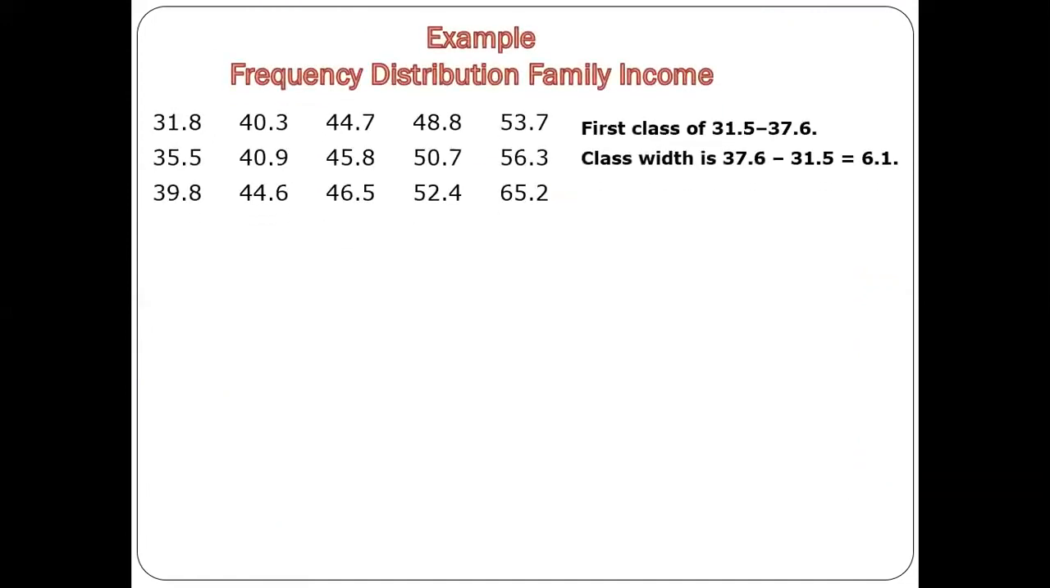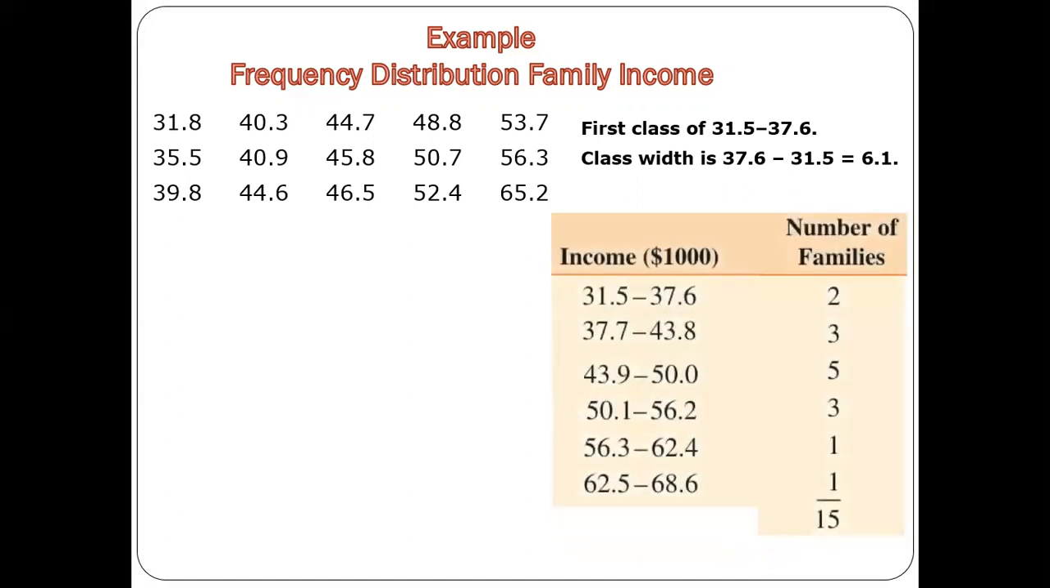We'll take this example. If you are given the first class as 31.5 to 37.6, to obtain our class width, we take the upper class limit minus the lower class limit. From there we can determine the other classes of our distribution.